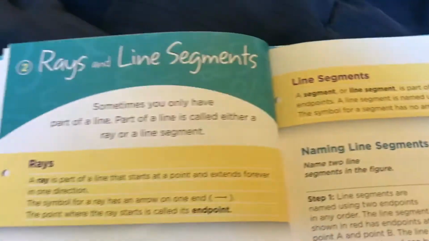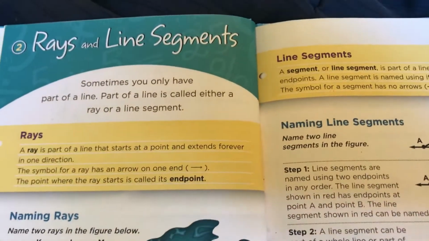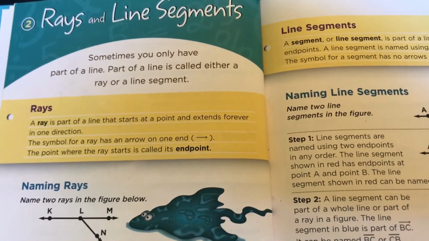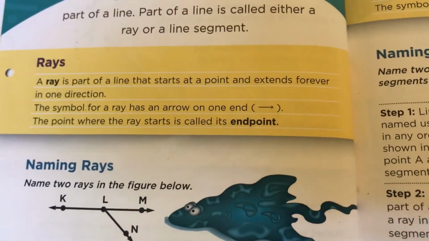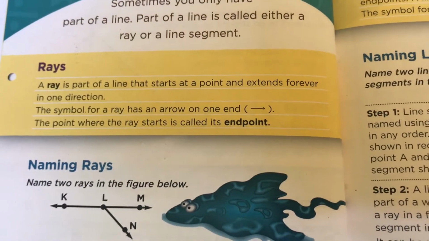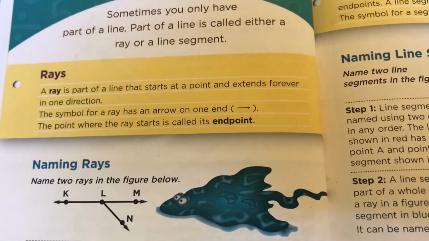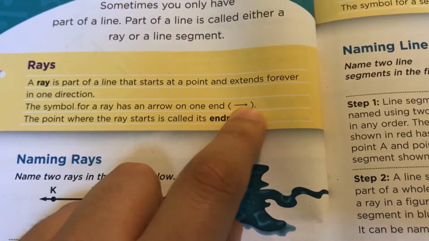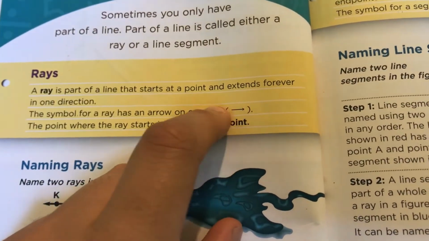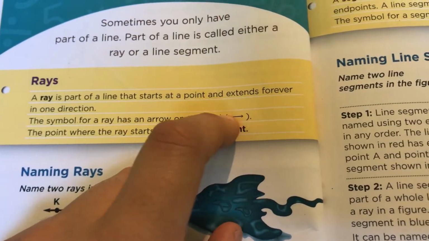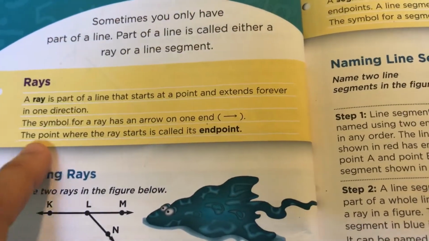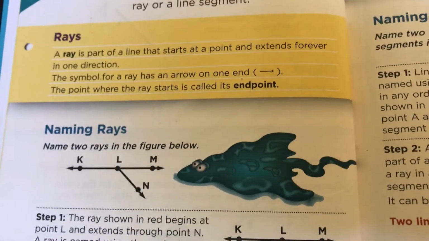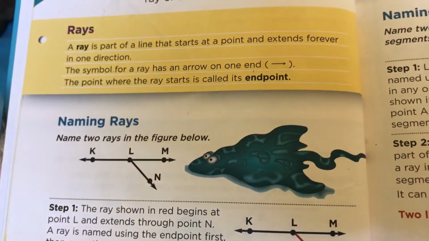Chapter 2, Rays and Line Segments. Sometimes you only have part of a line. Part of a line is called either a ray or a line segment. Rays. A ray is part of a line that starts at a point and extends forever in one direction. The symbol for a ray has an arrow on just one end, which is different from the line, which had 2. The point where the ray starts is called its endpoint.